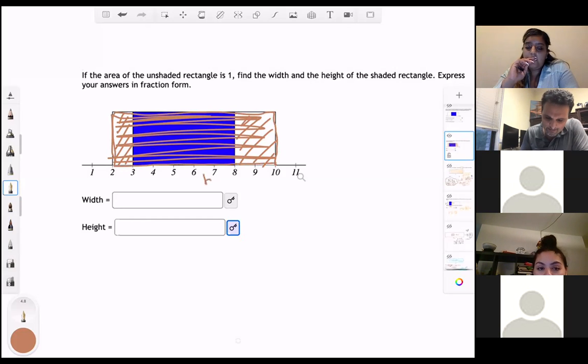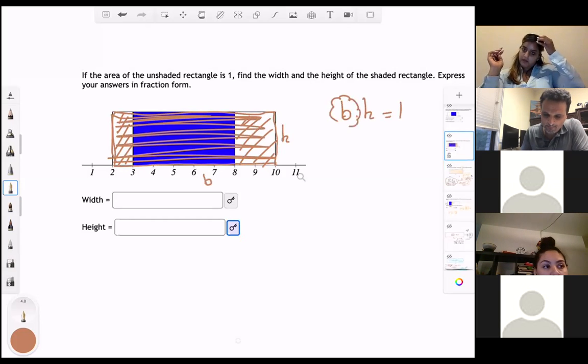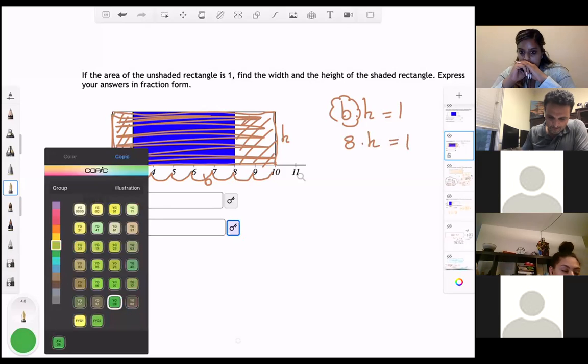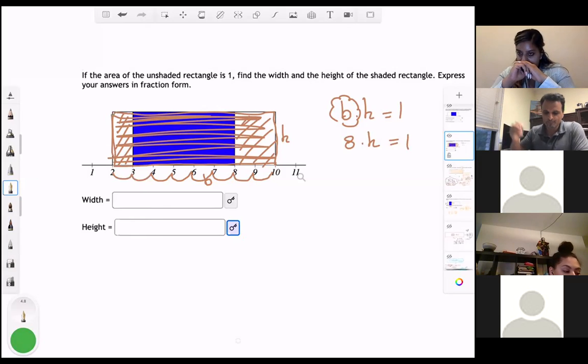That means base times height, base multiplied by height equal to 1. We have an idea about the base. The base is 1, 2, 3, 4, 5, 6, 7, 8. Base is 8 times h equal to 1. So I counted like this, 1, 2, 3, but if you're going to use a formula, you're going to say the last point, 10, minus the first point, 2, gives us 8. You can do that as well.